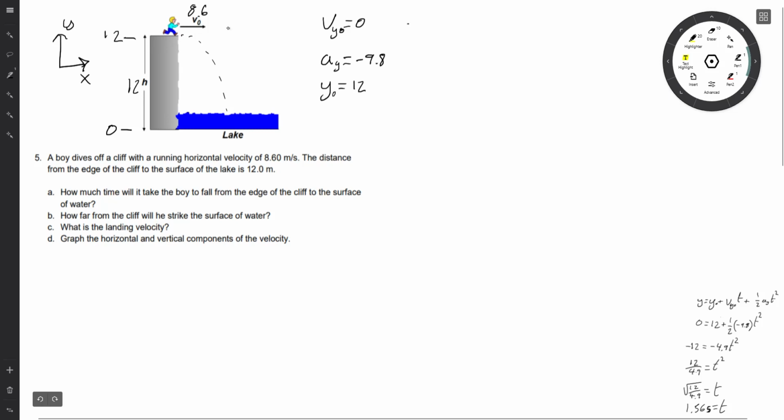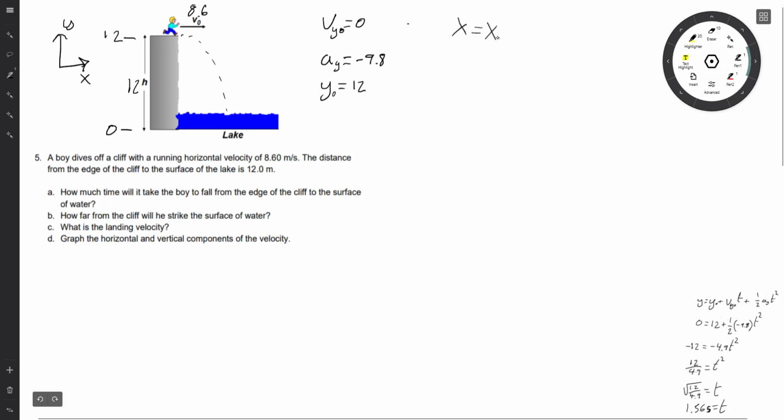Now remember that that horizontal velocity doesn't change because there is no horizontal acceleration. Acceleration is just downwards, gravity. And horizontally, he's not actually accelerating or decelerating. So he's going to be traveling at a constant velocity of 8.6. So we can use a very straightforward equation.